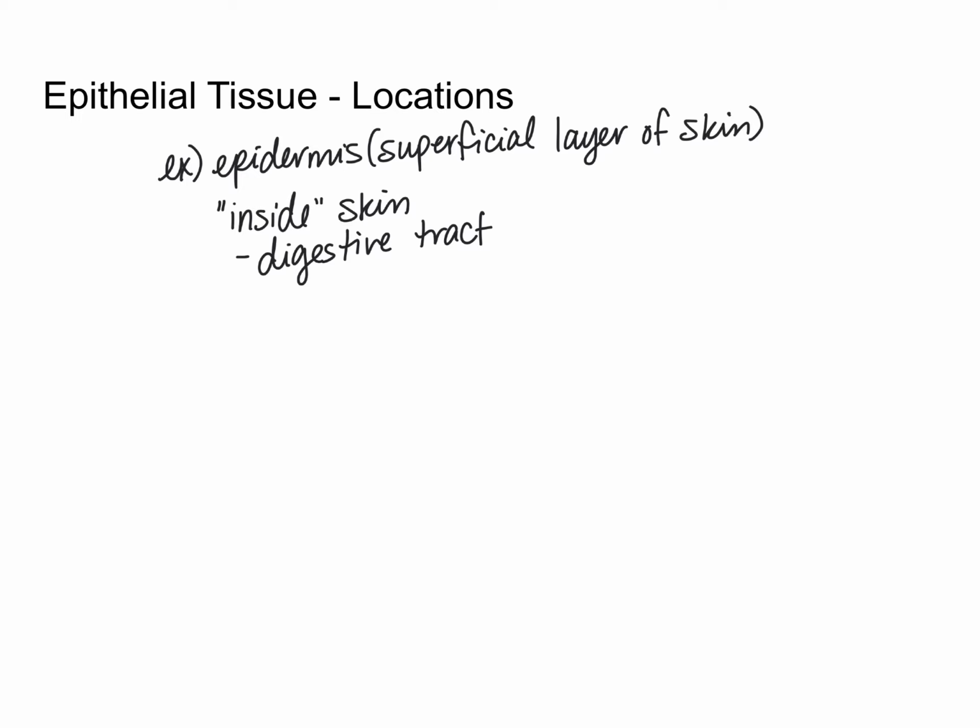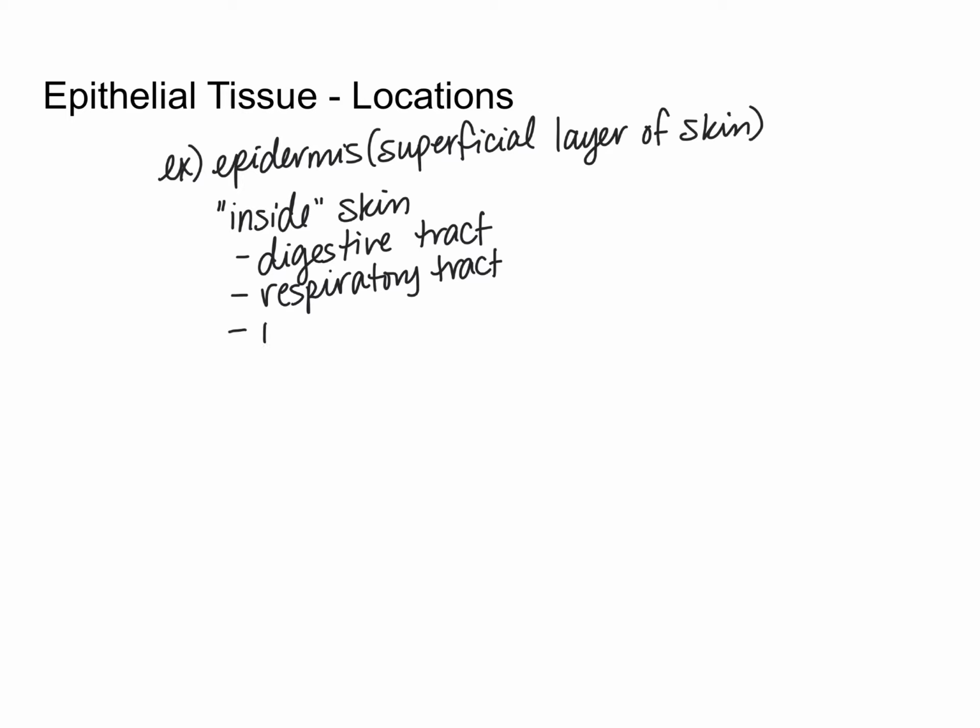And in fact, your feces actually contains epithelial cells. So you can actually get DNA from feces because it contains cells that have sloughed off from this epithelial tissue. Some other tracts that we can call this inside skin would be things like the respiratory tract. So this includes your nasal passages and the trachea and your lungs.